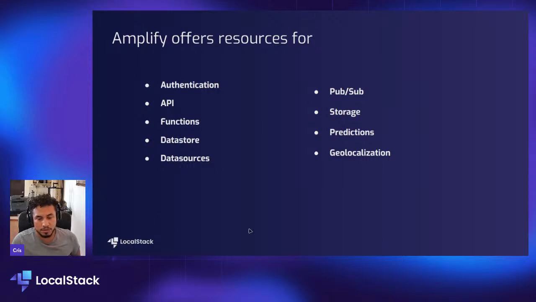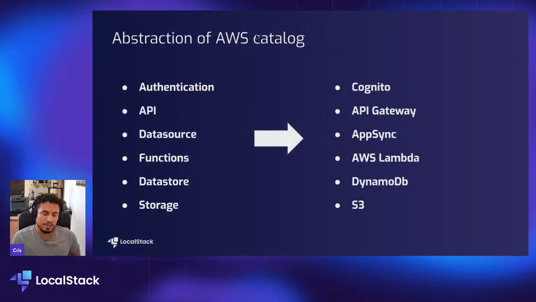So, what does Amplify provide? For your application needs, you can get authentication resources, REST API, functions, data stores, pub/sub architecture, storage, predictions, and geolocation. The main thing about these resources is that they are abstractions of AWS services. So when you use Amplify to get, for example, an authentication resource, you are actually dealing with the Cognito IDP service. For a REST API, you are dealing with API Gateway, and so on for the other services: data source, AppSync, functions, AWS Lambda.